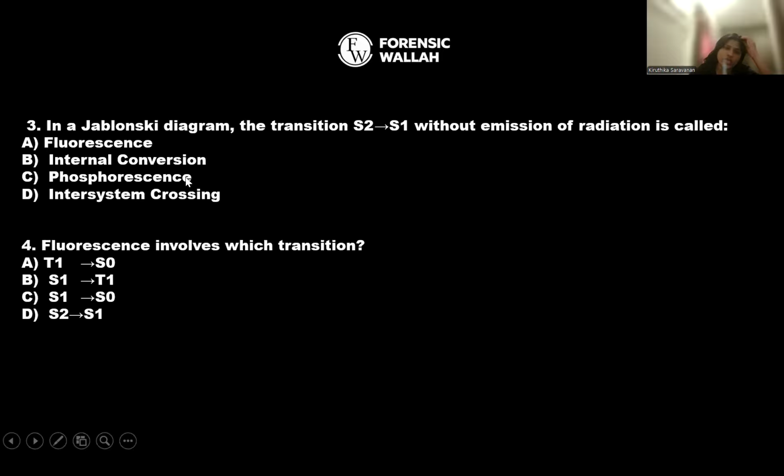The next is, in a Jablonski diagram, the transition from S2 to S1 without emission of radiation. We know that there is S2 to S1, happening without the emission of radiation. Fluorescence involves a different transition. We know that fluorescence always takes place from the S1 state to the S0 state, that is, from the singlet excited state to the singlet ground state only. Clear?